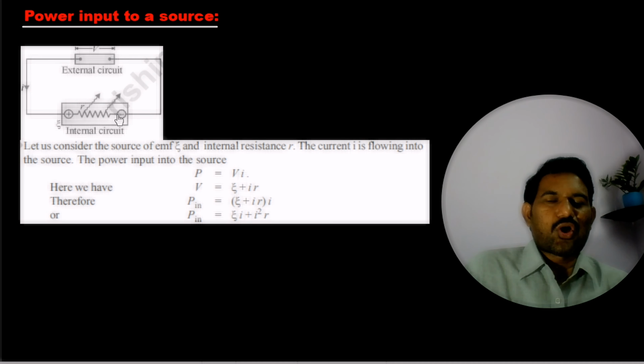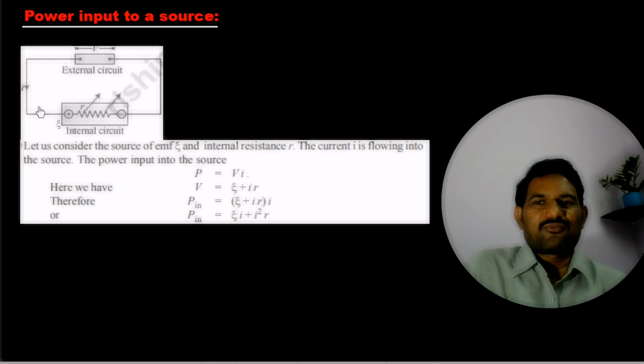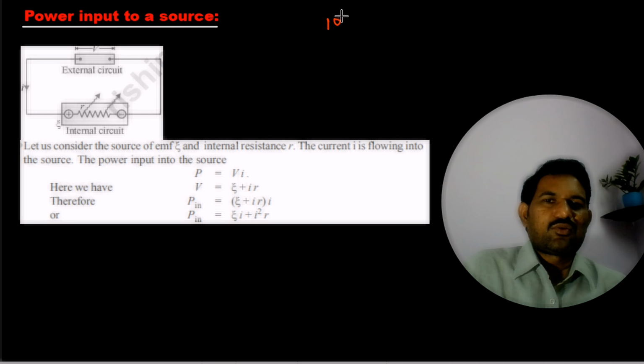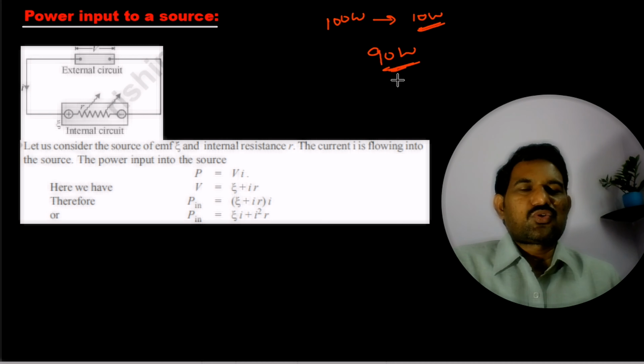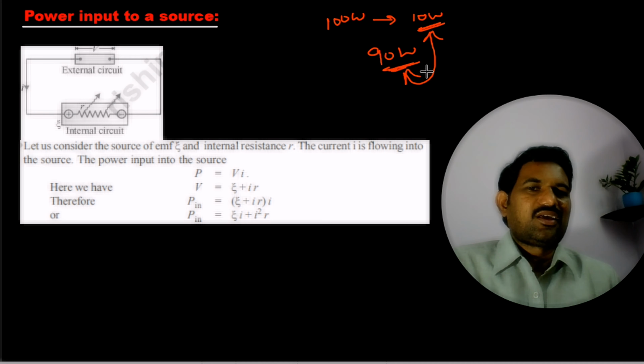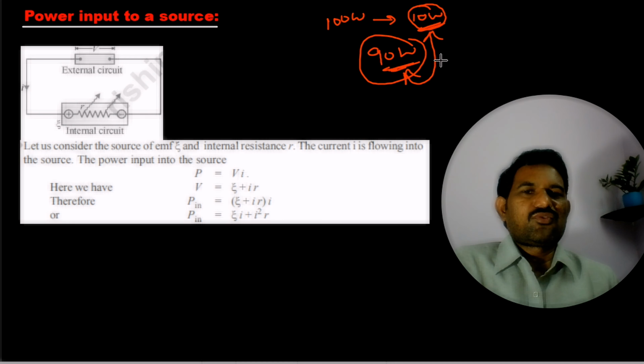Whatever the loss is, that loss is also supplied from the external source only. Suppose you are supplying 100 watts of power here. Out of this, 10 watts of power is lost at the internal resistor. Then only 90 watts of power will be stored in the cell. But the total input means we need to write both values: the total energy stored in the battery and the total power produced at the internal resistor. Both are supplied by the external source, so we need to add those two values.